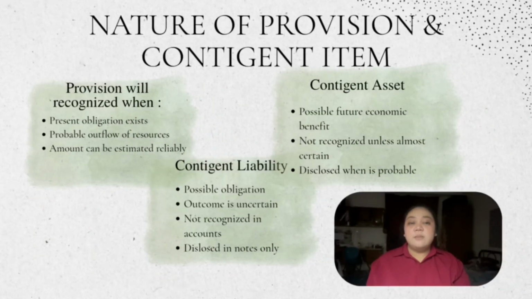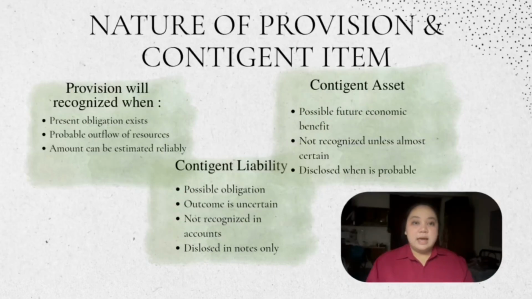Next is contingent liability. A contingent liability is different from a provision because it is uncertain and does not meet the recognition criteria. Therefore, contingent liabilities are not recorded in the accounts. Instead, they are only disclosed in the notes to the financial statements. An example is a lawsuit where the company is not sure whether it will lose or win the case.